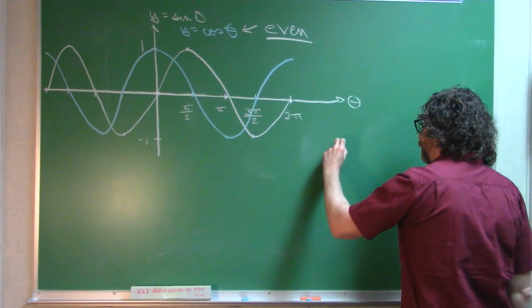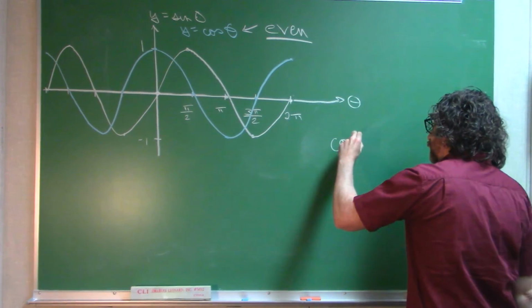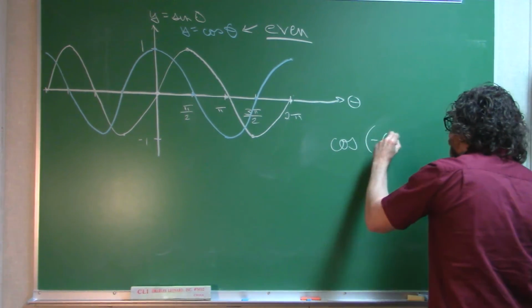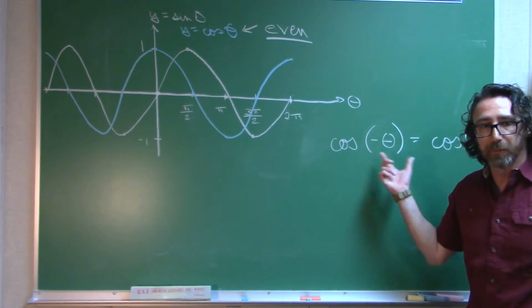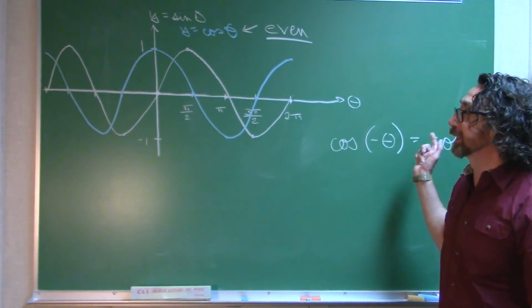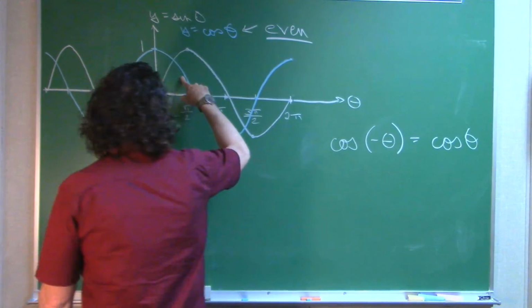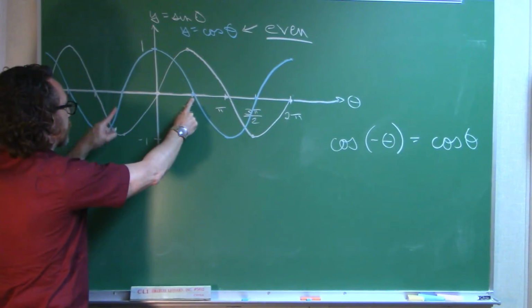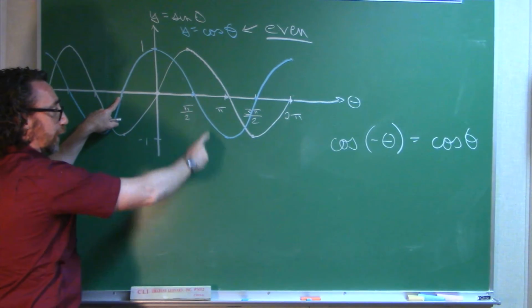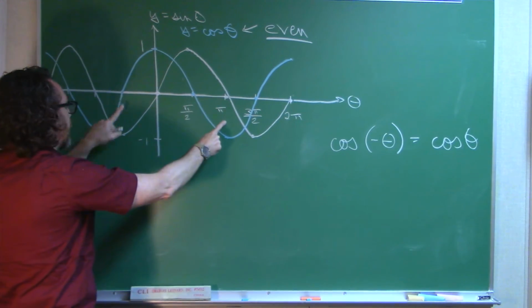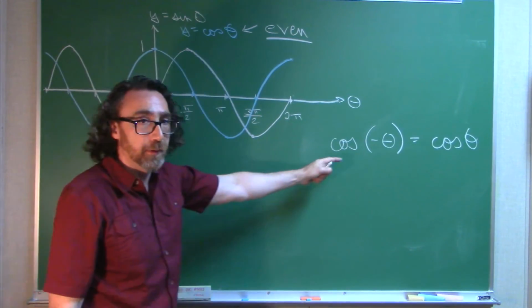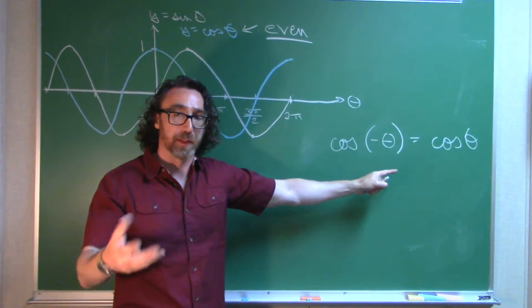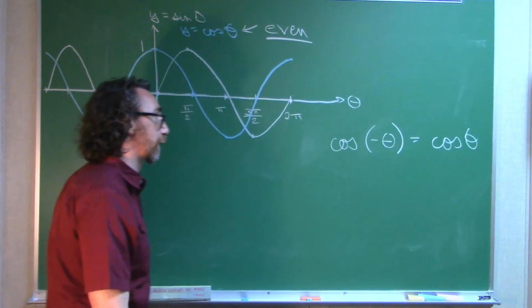Okay, so just a couple things to note here. Cosine of negative theta is equal to cosine theta. This is a consequence of cosine being an even function. So if I talk about pi over 2 versus negative pi over 2, I get the same cosine. If I talk about pi versus negative pi, the value of cosine is the same. That's the mathematical language encapsulating what we just said right there.